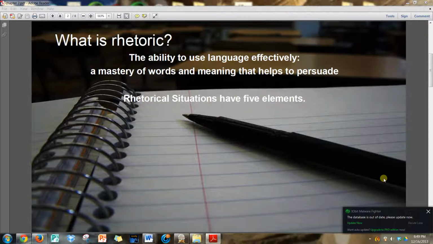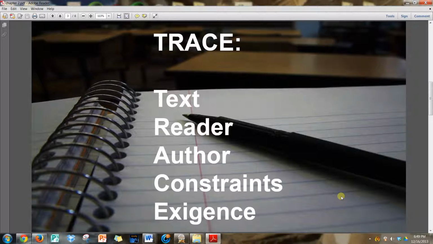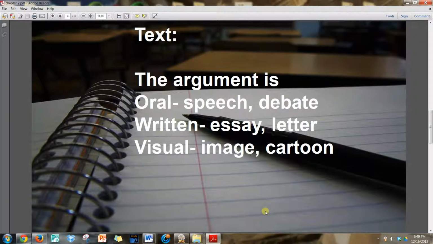And it has 5 elements, and your book makes sure that it has these 5 elements, spelling out the word TRACE, T-R-A-C-E. It's the text, the reader, the author, the constraints, and the exigence. So each of these then is defined in Chapter 2.